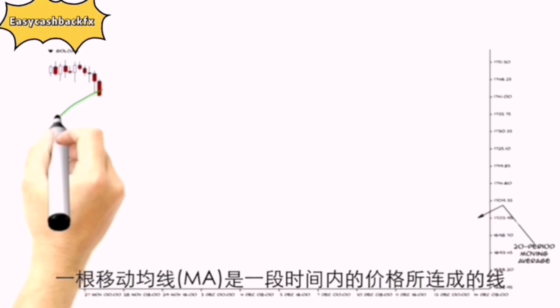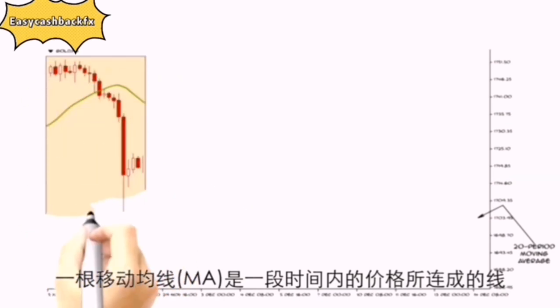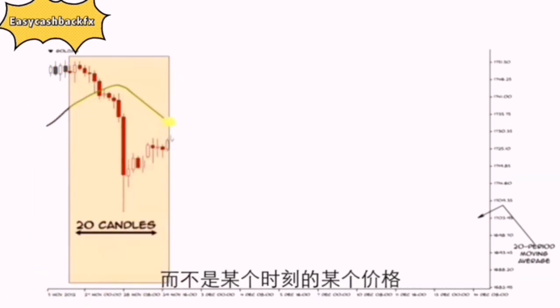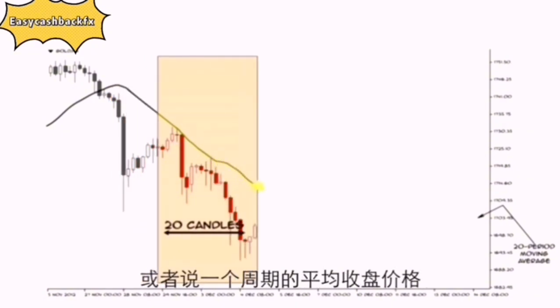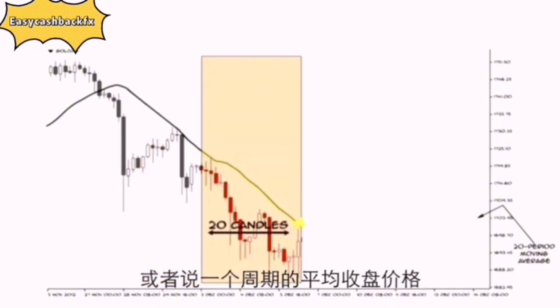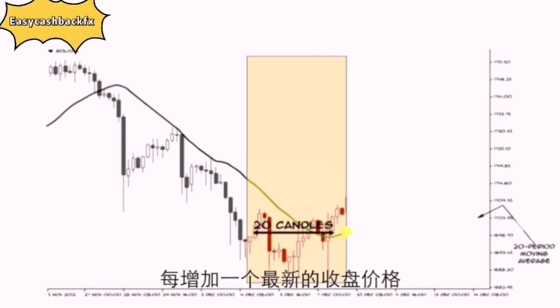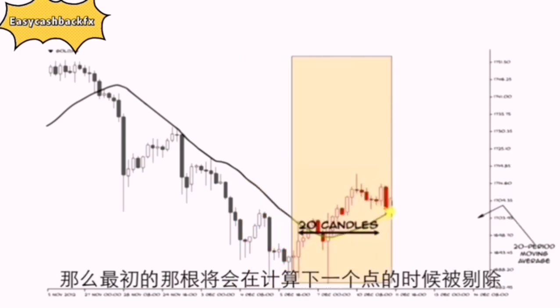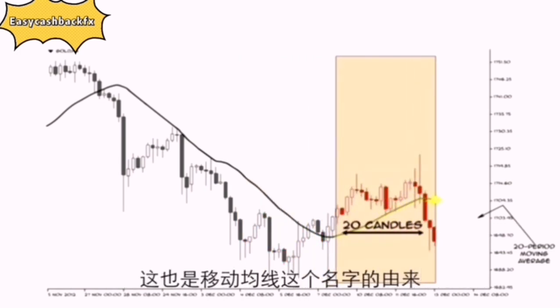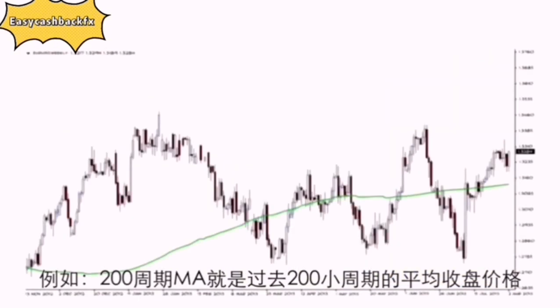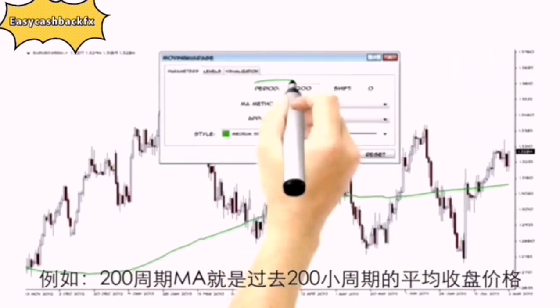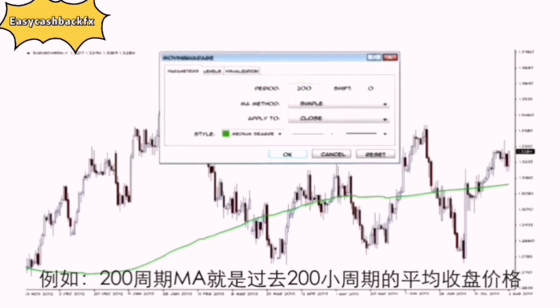As the name implies, moving average lines for a given period don't plot the actual price at a given moment. Instead, each point on these lines is the average closing price for a certain number of prior candlesticks or periods. As each new closing price is added, the oldest one is dropped from the calculation, hence the term moving average, or MA for short. For example, a 200-period moving average plots the average price over the past 200 periods.